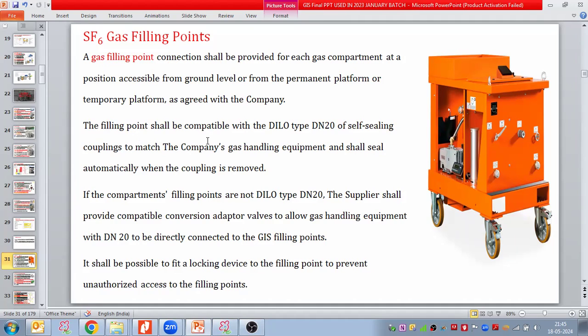Second, the filling point shall be compatible with the DELO type DN20 of self-sealing couplings to match the company gas handling equipment, and shall seal automatically when the coupling is removed. If the compartment's filling point is not DELO type DN20, the supplier shall provide a compatible conversion adapter valve to allow gas handling equipment with DN20 to be directly connected to the gas filling point. It shall be possible to fit a locking device to the filling point to prevent unauthorized access as well. So this is how we do the gas filling in the GIS enclosures.